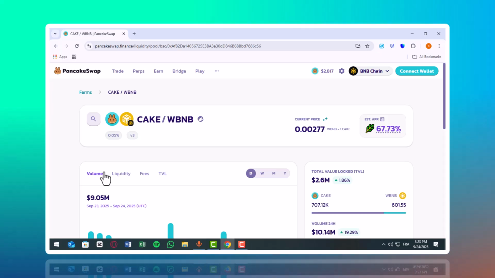Finally, claim and reinvest your rewards regularly or swap them into stablecoins to secure profits.